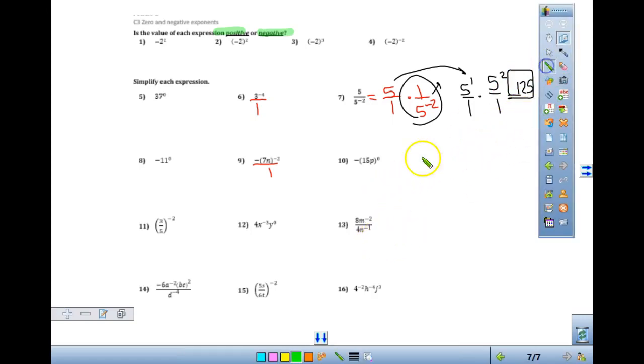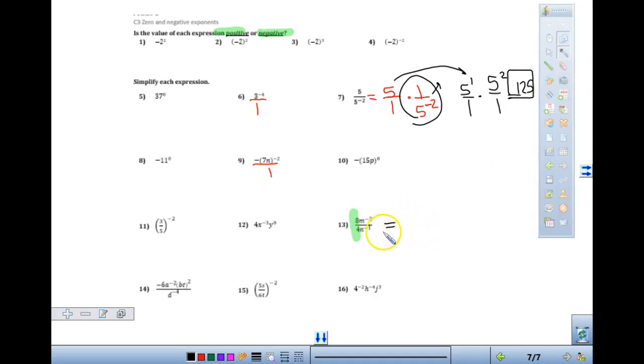Look at number 13. Do you guys know what 8 divided by 4 is? 2. I'm amazed as we do this that people will go, you can't do that, you can't simplify with variables in the exponents. This is just 8 divided by 4, which is 2 over 1, right? That's what that answer is. And then you have m to the negative 2 over 1 times 1 over n to the negative 4. Negative 1, is it? 1.